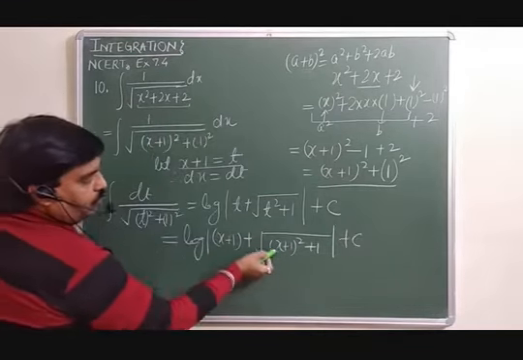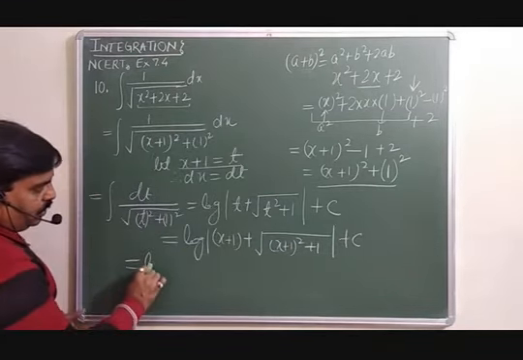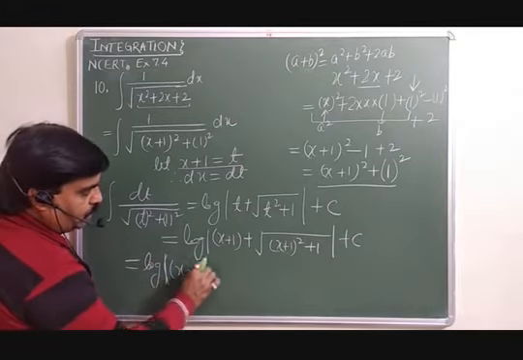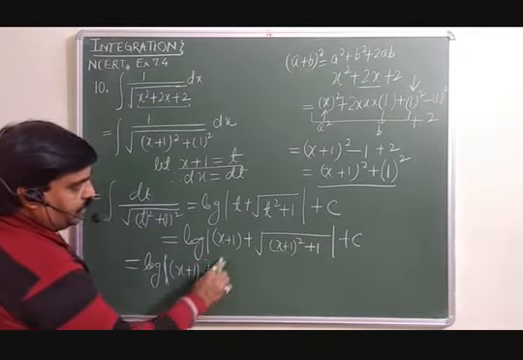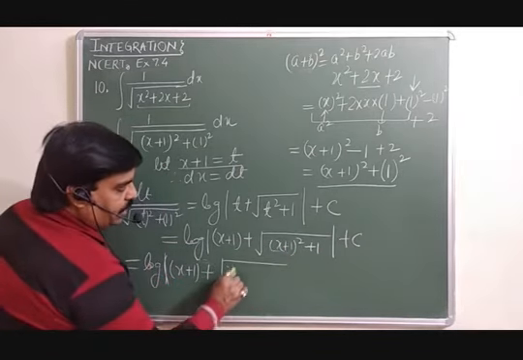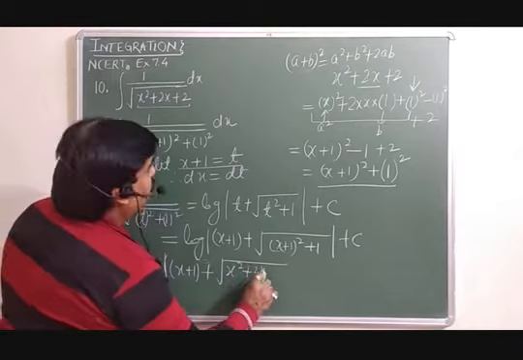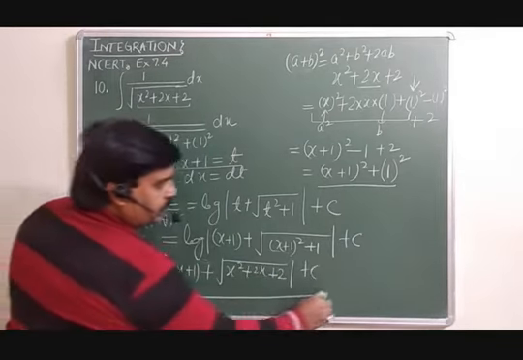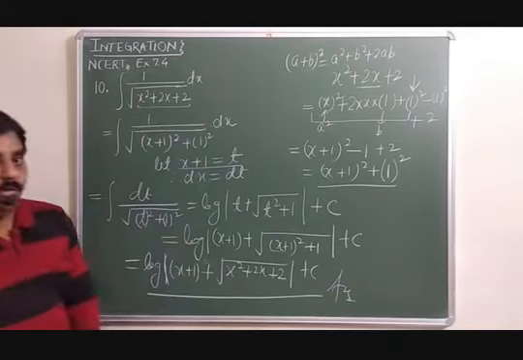Or you can solve this one also, it's up to you. Here is (x plus 1) whole square, and this is under root x square plus 1 plus 2x. So you will get x square plus 2x plus 2 plus c. And this is your answer. Have a look.